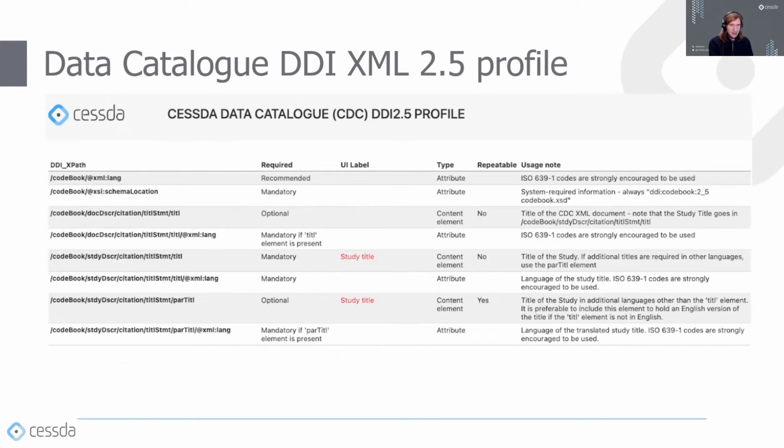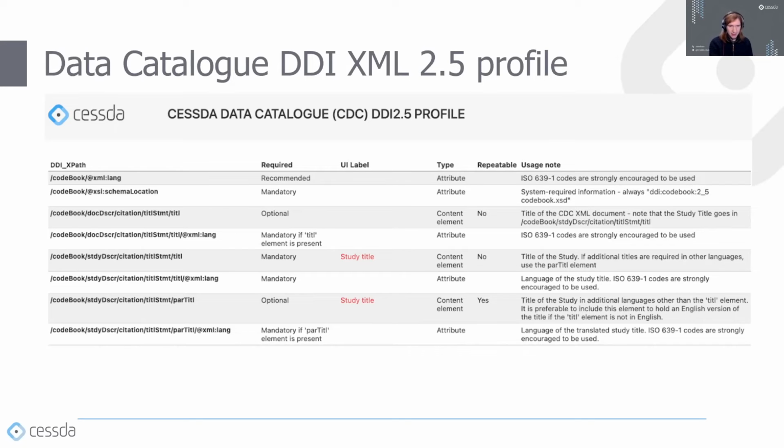So you have the XPath to the element. We have whether it's mandatory, optional, or recommended. We also have a column for the UI label, which is the label under the data catalog user interface. It's what it will appear under.